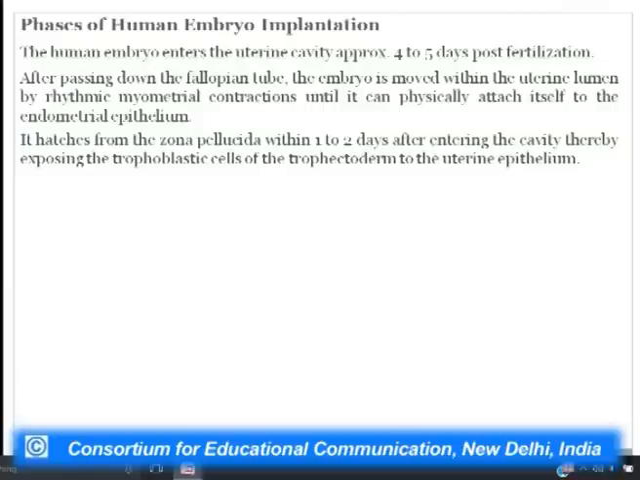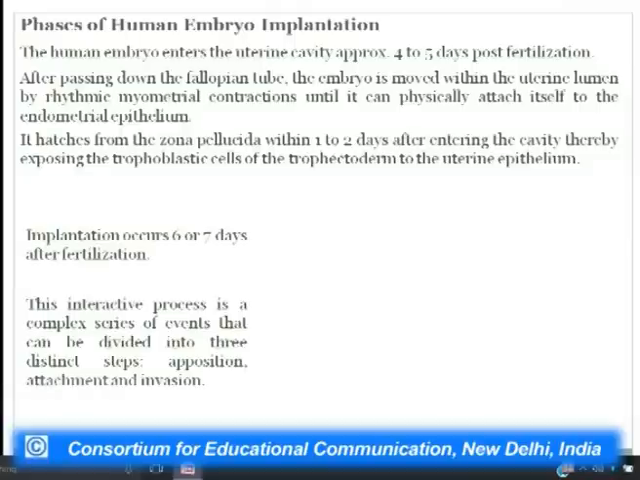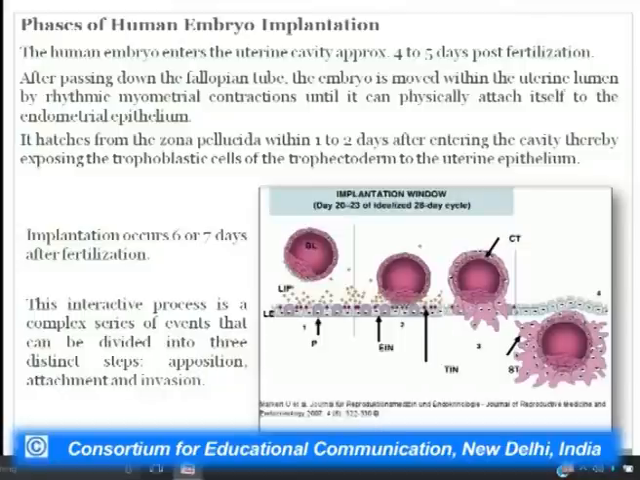It hatches from the zona pellucida, as we have seen, within 1 to 2 days after entering the cavity, thereby exposing the trophoblastic cells of the trophoectoderm to the uterine epithelium. Implantation occurs 6 to 7 days after fertilization, and this interactive process is a complex series of events that can be divided into 3 distinct steps.